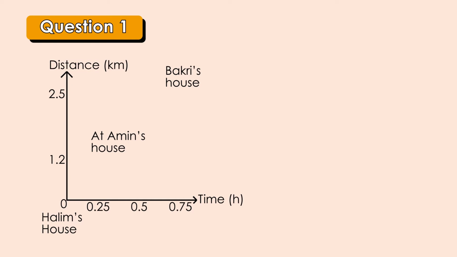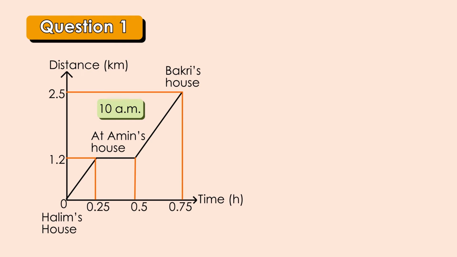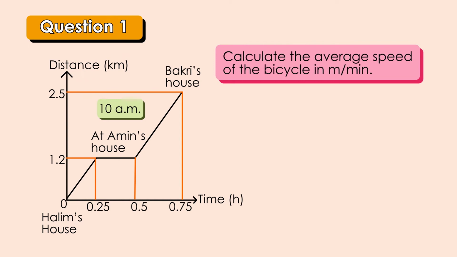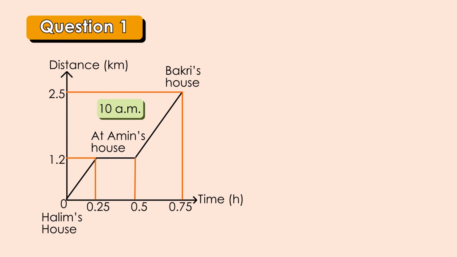Pupils, now it's your turn to solve a problem. Halim cycled to Bakri's house. He left his house at 10 a.m. On the way, he stopped at Amin's house and then proceeded to Bakri's house. The graph shows the movement of the bicycle from Halim's house to Bakri's house in kilometer per hour. Calculate the average speed of the bicycle in meter per minute. Determine the answer using the appropriate unit of conversion.